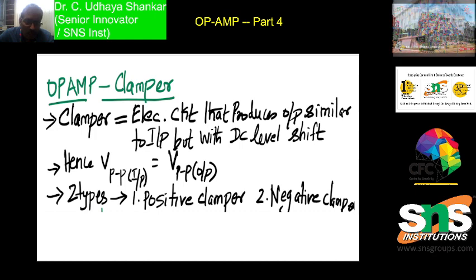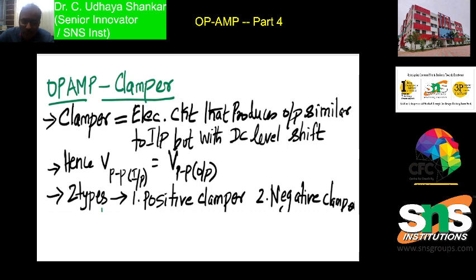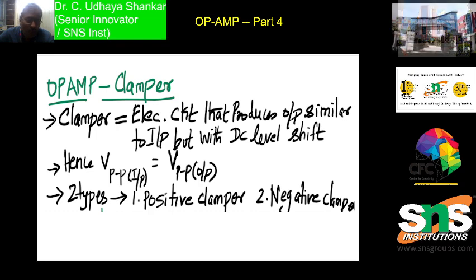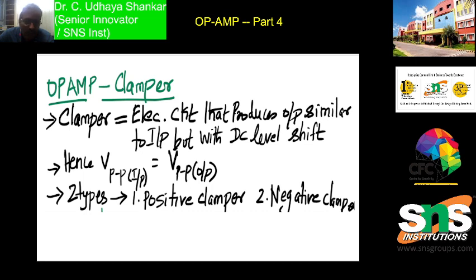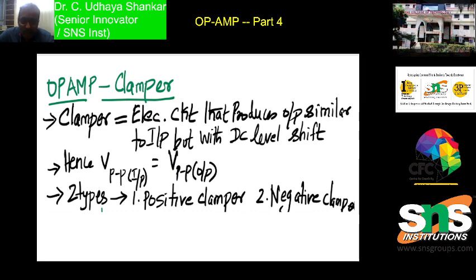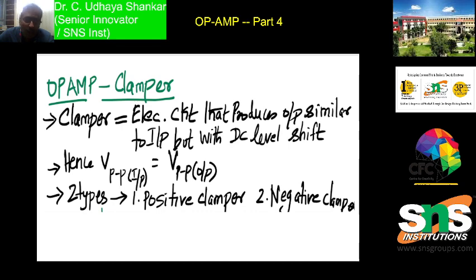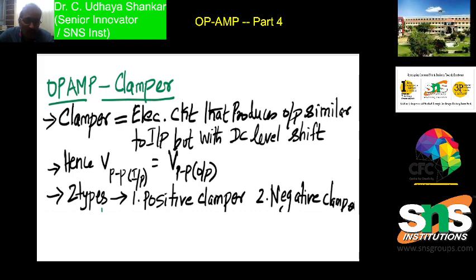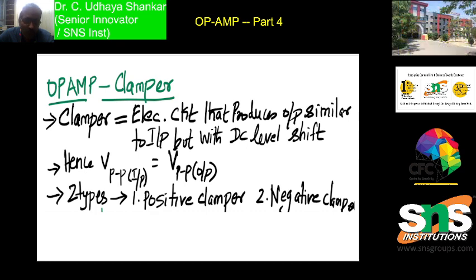Again, I will give a small introduction. A clamper is an electronic circuit that produces an output similar to the input but with a DC level shift. So that is called an OpAMP clamper. Here we are going to design the clamper using the OpAMP circuit. It has various applications in many electronic gadgets. Here you can see that the input voltage peak to peak and the output voltage peak to peak are equal. There is no change in peak to peak voltage, whereas in the previous case of the clipper there was a change between the input and output peak to peak values, but here it is the same.